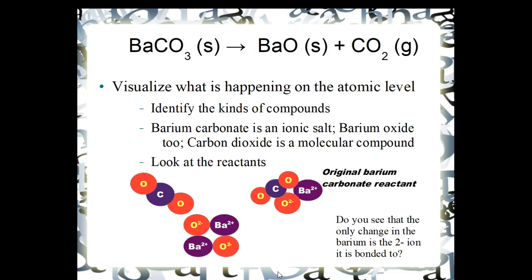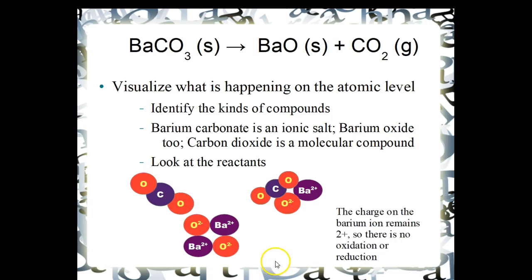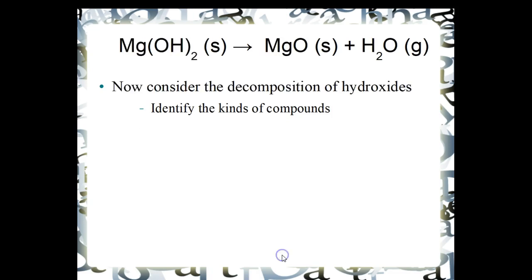Can you see that the only change in the barium is which -2 ion it is bonded to? In the barium oxide it's bonded directly to the oxide ion, but in the barium carbonate it's bonded to the carbonate ion, which is also -2. Therefore, the charge on the barium ion remains 2+, so there is no oxidation, no loss of electrons, and no reduction, no gaining of electrons. The charges are the same, and therefore the carbonate decomposition is a simple decomposition.